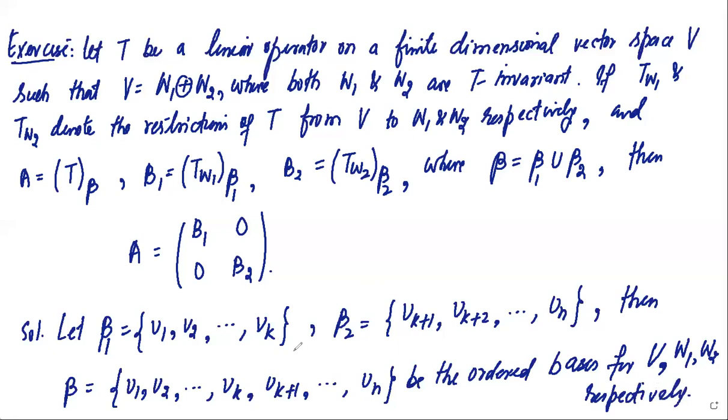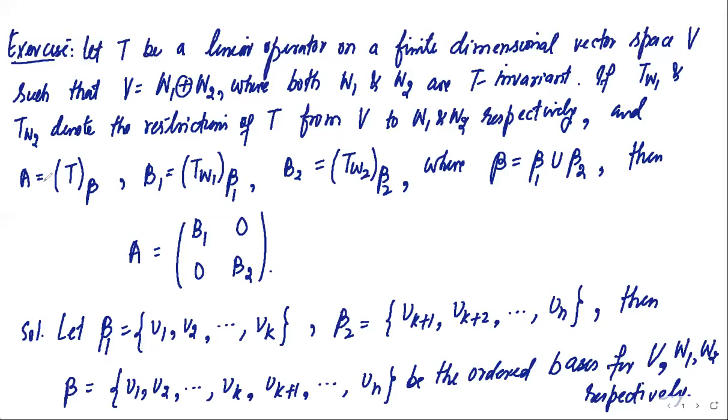So we choose these to be the ordered basis of W1. This is the ordered basis of W2, and similarly we define beta as the union of these two bases in this way and call it an ordered basis for the vector space V. This union is a basis for V. It comes from the fact that V is a direct sum of these two subspaces. Therefore the union of the basis of W1 and basis of W2 will give us the basis for this vector space V.